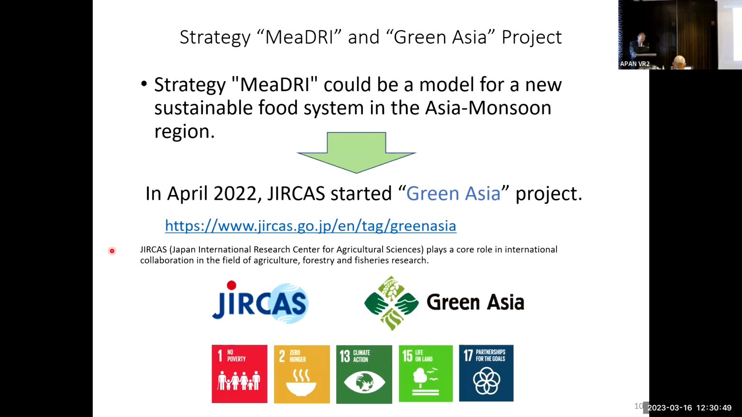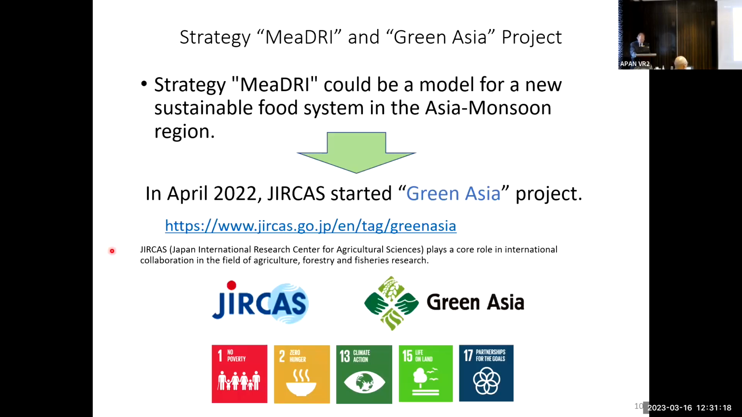The Asia monsoon region shares many characteristics with Japan, such as high temperature and humidity, rice-based agriculture, and a high percentage of small and medium-scale farmers. From this point of view, many of the agriculture technologies developed in Japan are supposed to be applicable to the Asian monsoon region.